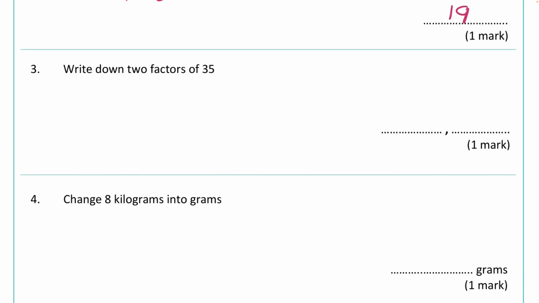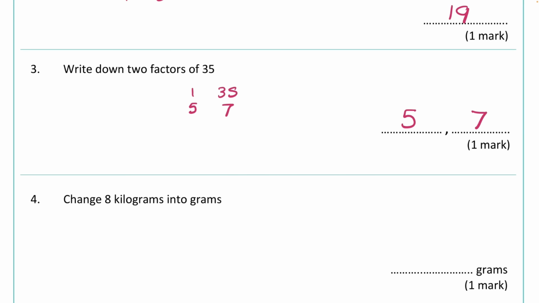Writing down 2 factors of 35, we have a few options. We can have 1, 35, we can have 5, we can have 7. You don't have to write them in those particular pairs, so it can be any 2 of those factors. I'm just going to write down 5 and 7, but you could pick any 2 out of the 4 numbers there.